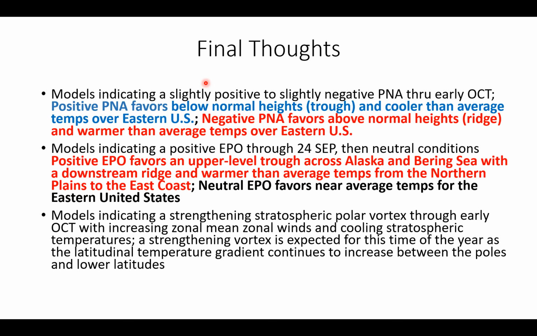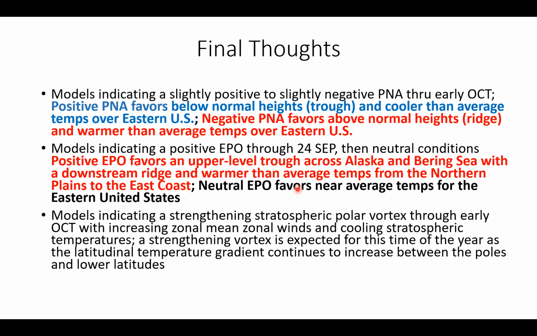The models are indicating a slightly positive to slightly negative Pacific North American pattern, or PNA, through early October. Positive PNA is going to favor below normal heights and troughing and cooler than average temps over the eastern U.S. If we get a negative PNA, that favors above normal heights and upper level ridging and warmer temps over the eastern U.S.